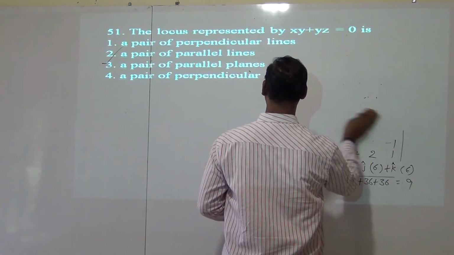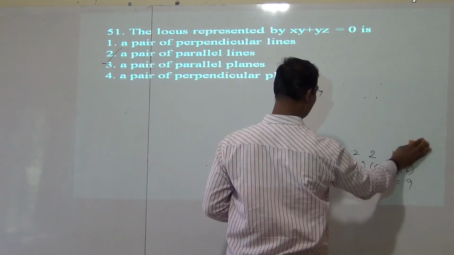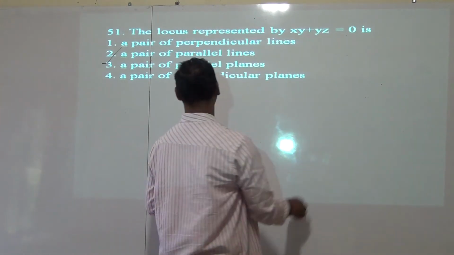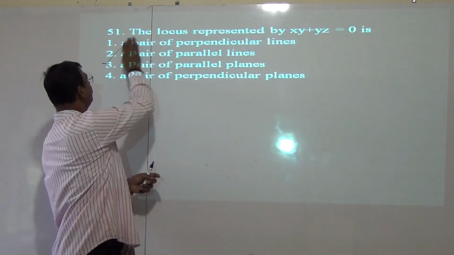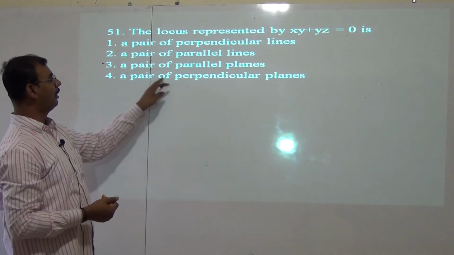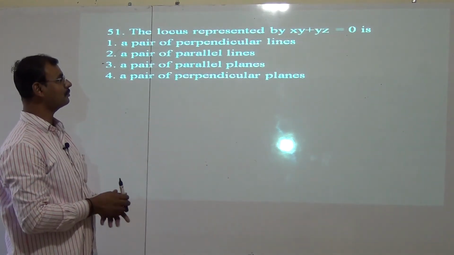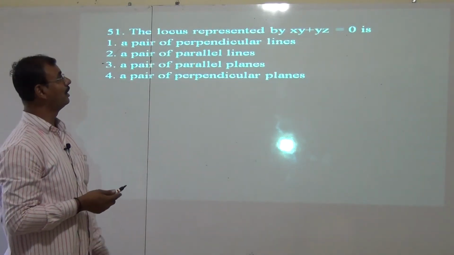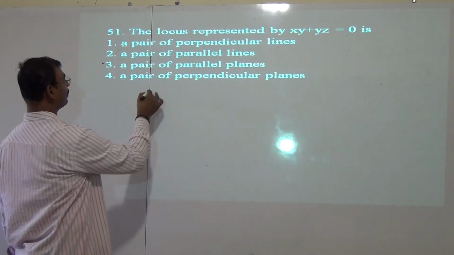A pair of perpendicular lines. A pair of parallel lines. A pair of parallel planes. A pair of perpendicular planes. Okay, here the lines concept is not there. Maximum, only planes are given.